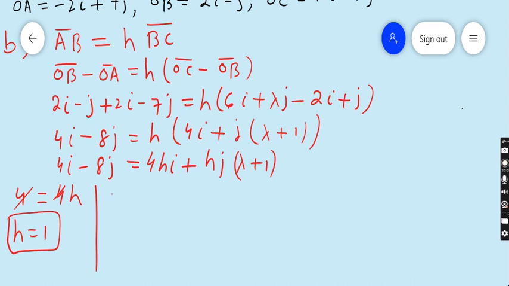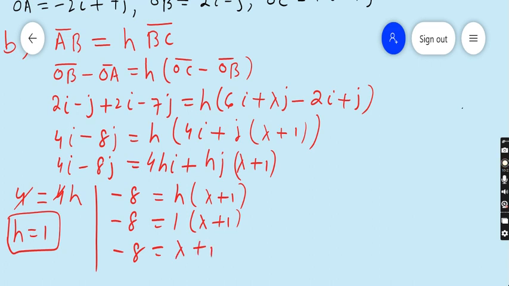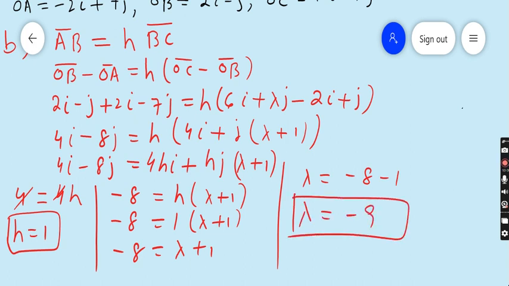Now compare the coefficient of j: minus 8 from the left hand side, and h into lambda plus 1 from the right hand side. So minus 8, h we have already found is 1, lambda plus 1. So minus 8 is equal to lambda plus 1, or lambda is equal to minus 8 minus 1, lambda is equal to minus 9. So this is the answer of part B. Lambda is equal to minus 9. So very important question, question number 13.